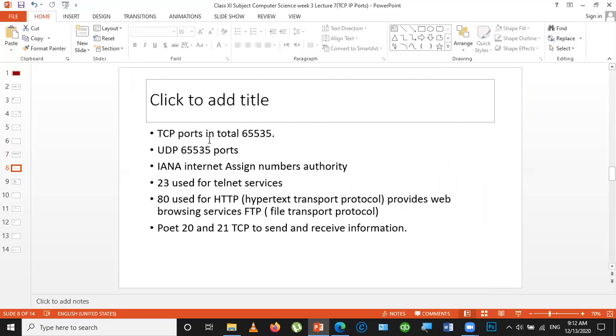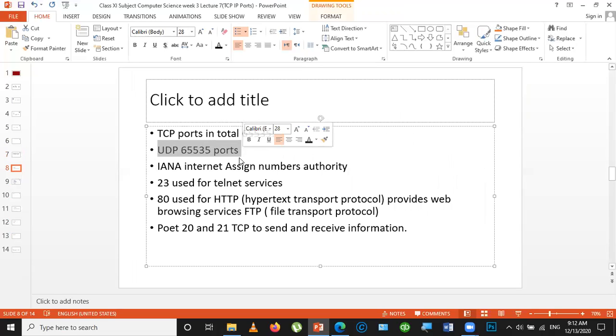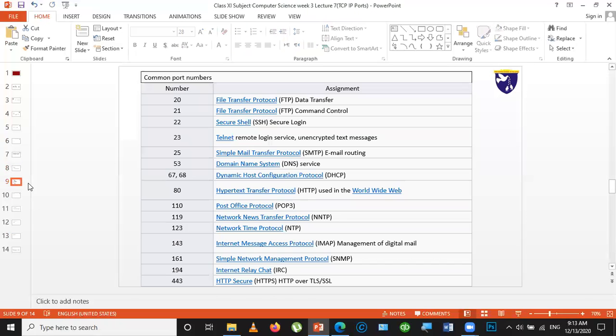Then we saw how many ports there are in TCP/IP and UDP. We learned about the Internet Assigned Numbers Authority, which is responsible for giving the numbers of these ports. Then one by one, we learned about these ports. Port 23 is used by Telnet services, 80 is used by HTTP, and 20 to 21 is used by FTP. All these numbers are used by different protocols and services on the internet.